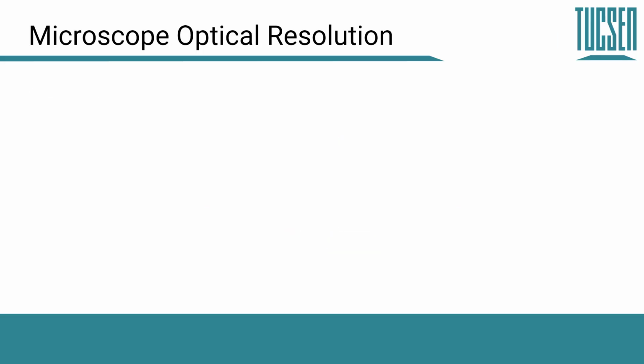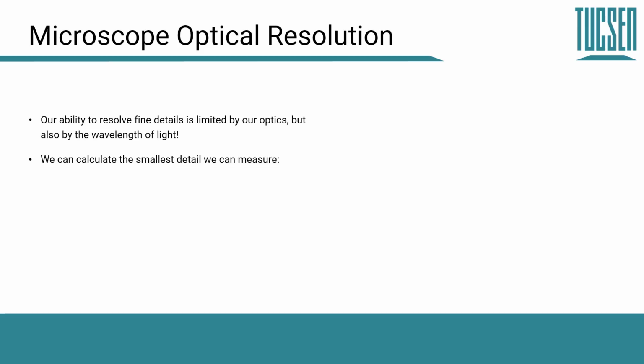Looking in more detail at what happens in microscopes now, in microscopes it's not just our optics, it's the wavelength of light, as I've mentioned, and we can calculate what the smallest detail we can measure is. And now we're talking about microscope resolution as being represented by a number. What is that physically smallest detail? For microscopes, calculating that is relatively simple.